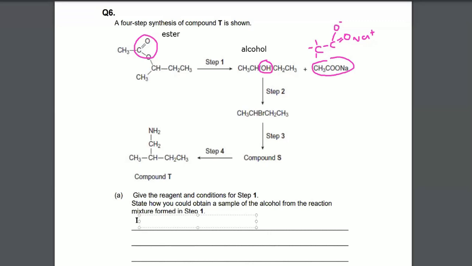First of all, give the reagent. Well, look, there's a sodium ion added to the carboxylic acid in the ester. So we'd need sodium hydroxide. This is actually called base hydrolysis because we're using a base. Now, what condition do you use for base hydrolysis? Well, you use reflux. Okay, so that's the method you need to know.